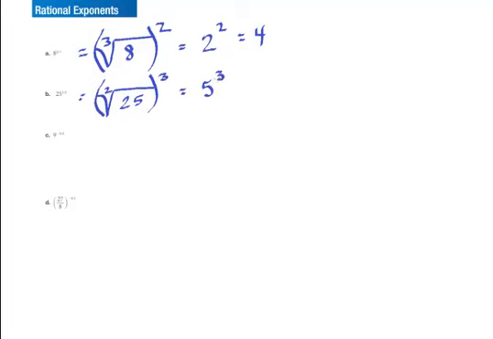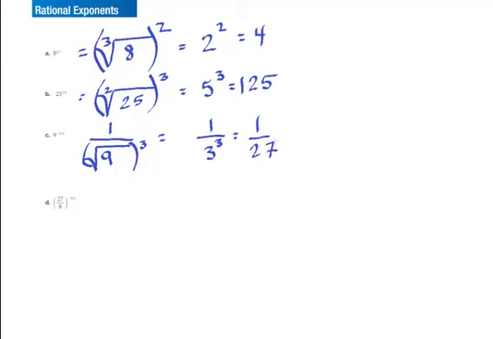So I would have 5 cubed, and 5 cubed is 5 times 5 is 25, times 5 again is 125. This negative exponent might be something that you've forgotten, but what that means is 1 over. That's what a negative exponent means. I can go through that with you in more detail if you need me to. But this 2 in the denominator means square root of 9, all to the third power. So this answer will be 1 over 3 cubed, so it would be 1 over 27.